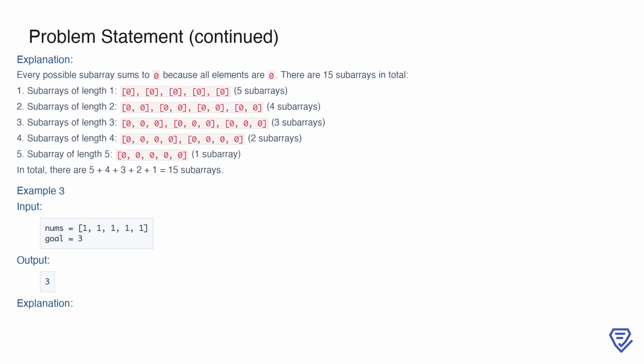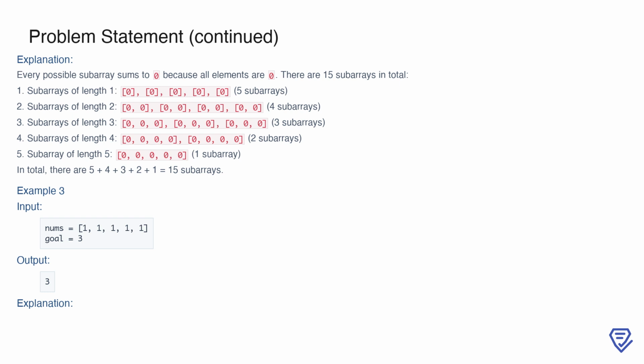To calculate this, we can group the subarrays by their lengths. First, there are 5 subarrays of length 1. Then, there are 4 subarrays of length 2. For subarrays of length 3, we have 3 subarrays. Subarrays of length 4 add 2 more. Finally, there is one subarray of length 5. When we add them all together, we get 5 plus 4 plus 3 plus 2 plus 1, which is 15.